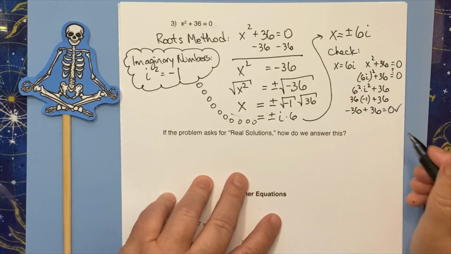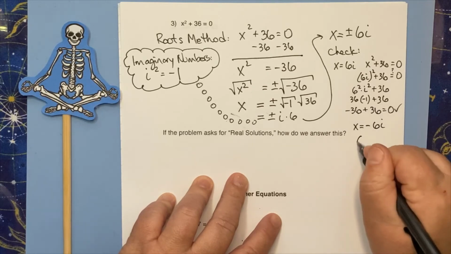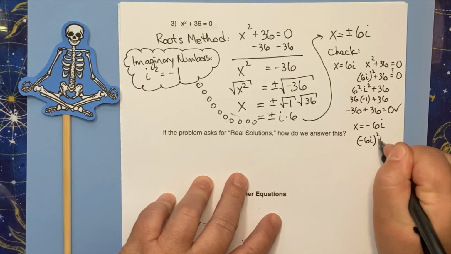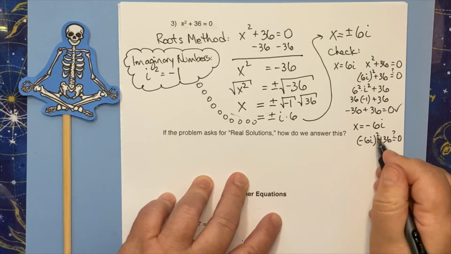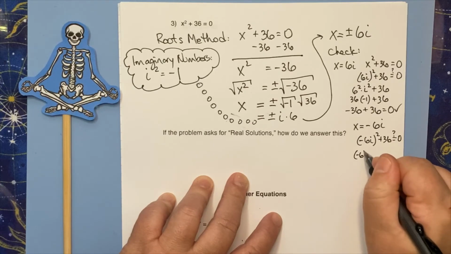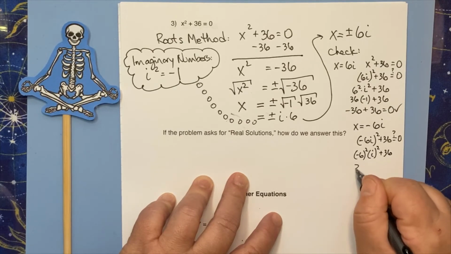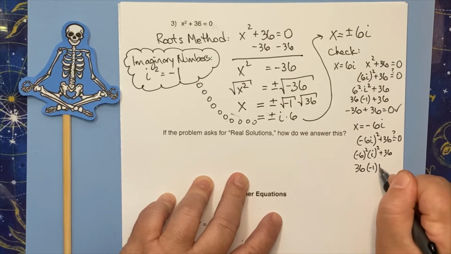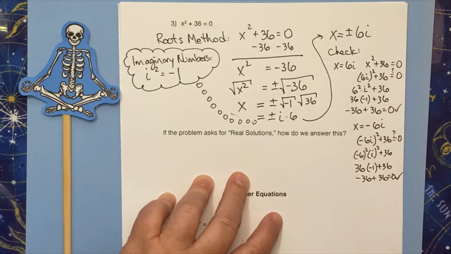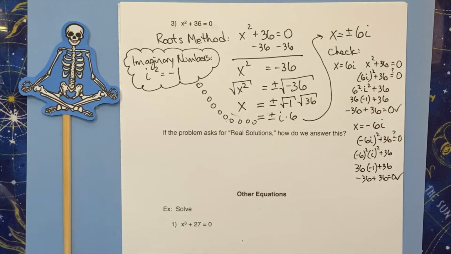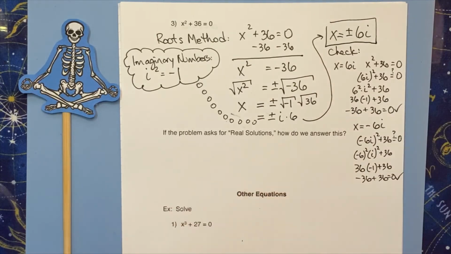Okay, so then what about x equals the opposite of 6i? Okay, so we've got the opposite of 6i squared plus 36. Does that equal 0? Good question. So we've got -6 squared and i squared plus 36. So -6 squared is 36. i squared is -1. -36 plus 36 equals 0. Awesome! So the checks both work. So this is absolutely our answer, plus or minus 6i.